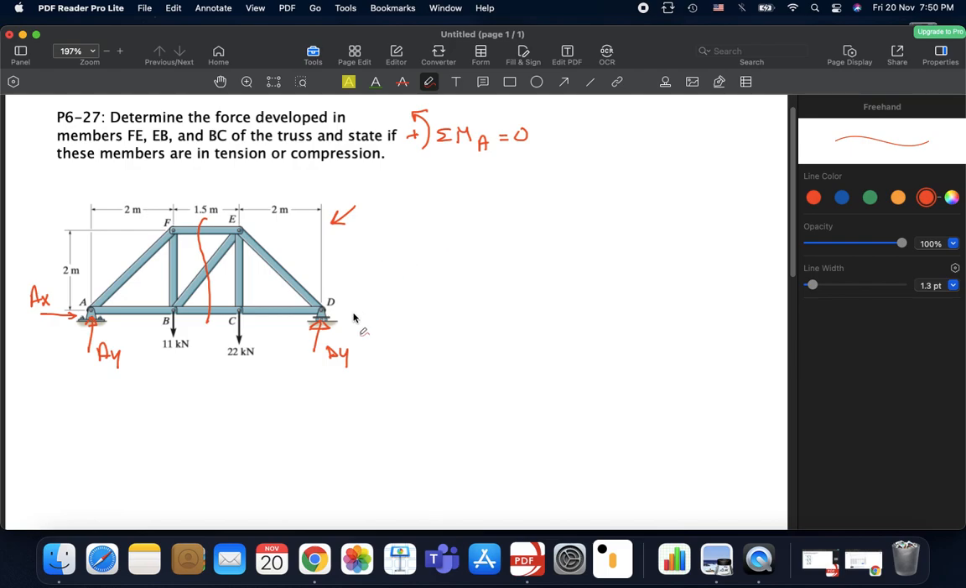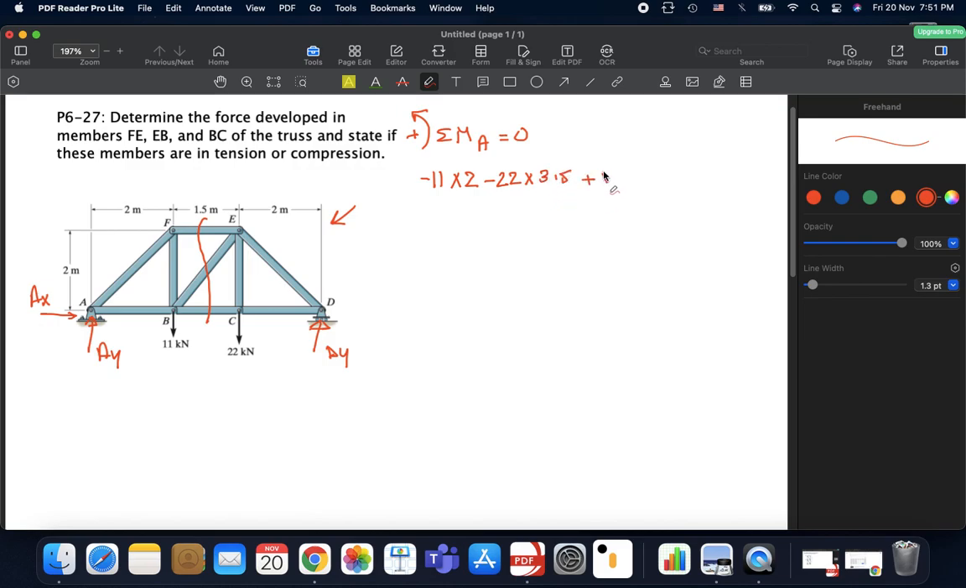So here now, it's simple. AX and AY would cause zero moment about point A, so we don't actually care about their values. We just care about the Dy and the other forces that have perpendicular distance from A. So now, start with this one. 11 kilonewtons going clockwise, so this is negative. Minus 11 multiplied by the perpendicular distance, which is 2. Minus 22 multiplied by the perpendicular distance, which is 3.5, right? 3.5.